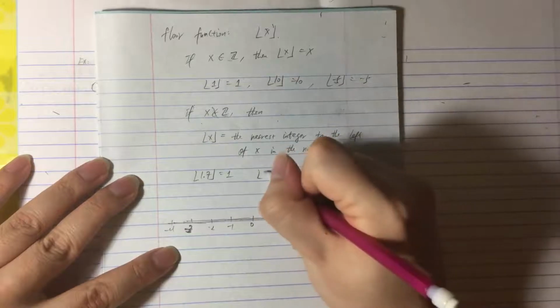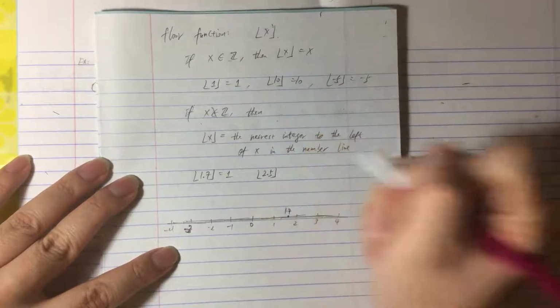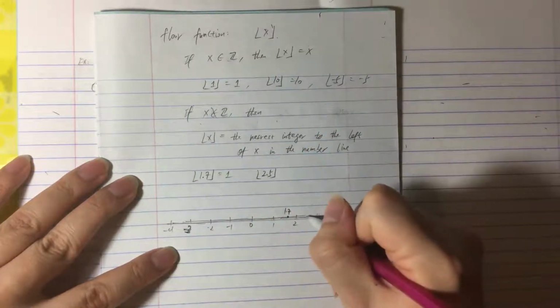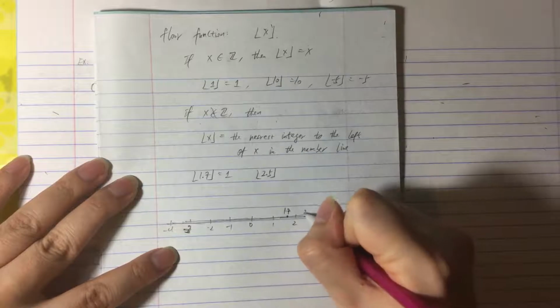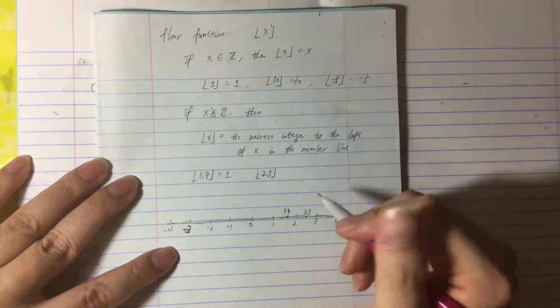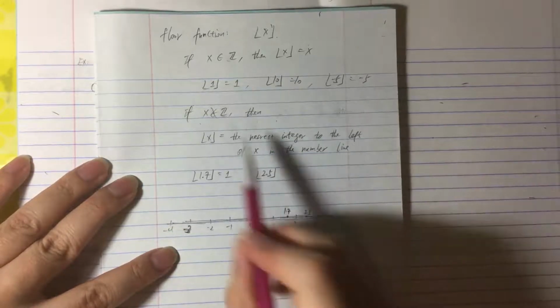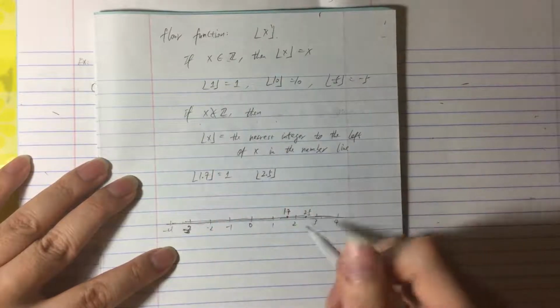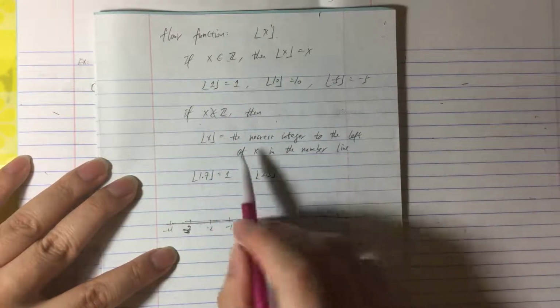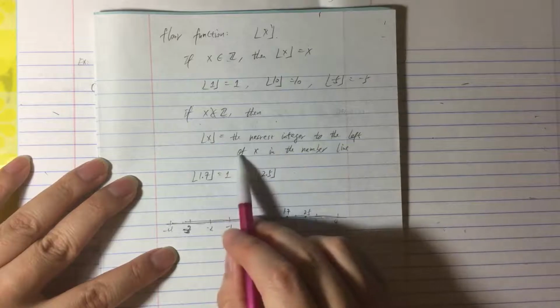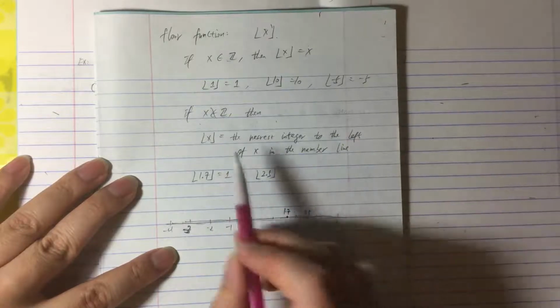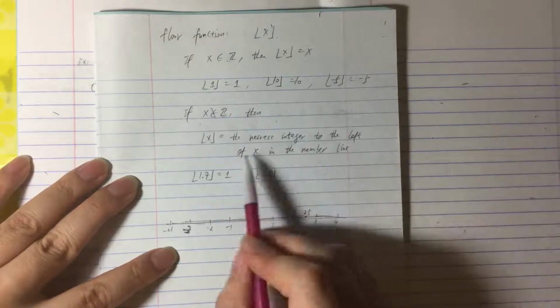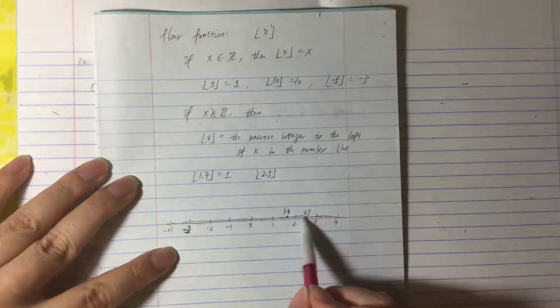How about the floor function of 2.5? 2.5 is here. 2.5 is not a whole number, it's not an integer. So the floor function of 2.5 is the nearest integer to the left of x. The nearest whole number to the left is 2.